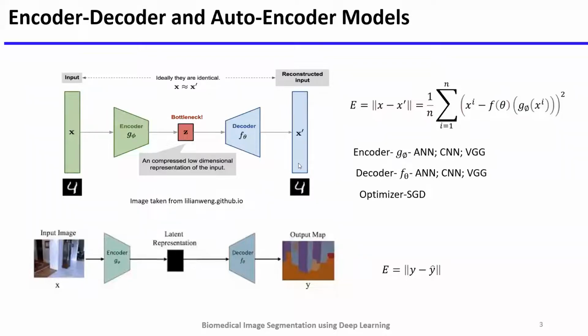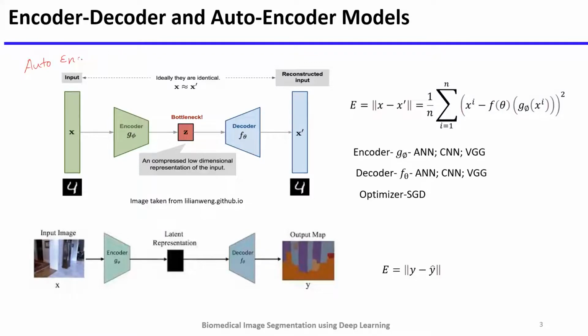The next part, I will talk about encoder-decoder architecture, which is one of the important deep learning architectures for image segmentation. So I will explain some basics for that. One special variant of encoder-decoder is the autoencoder.